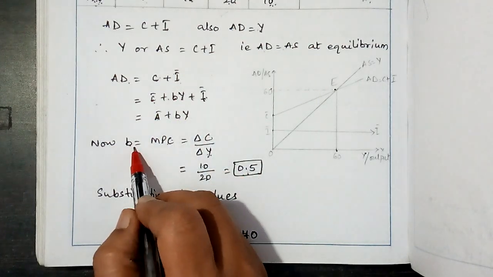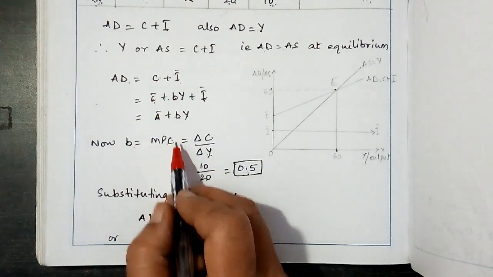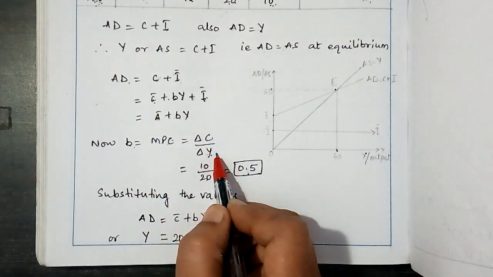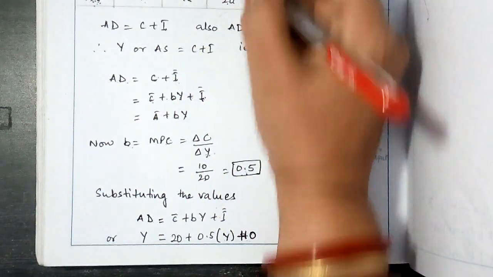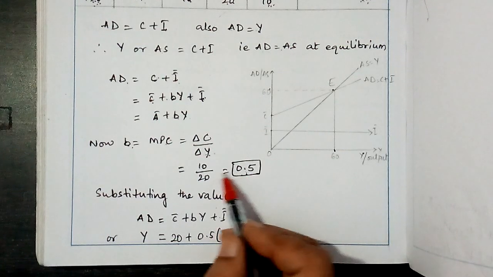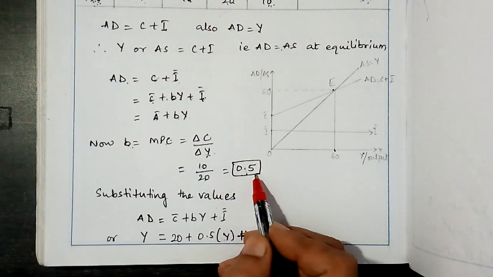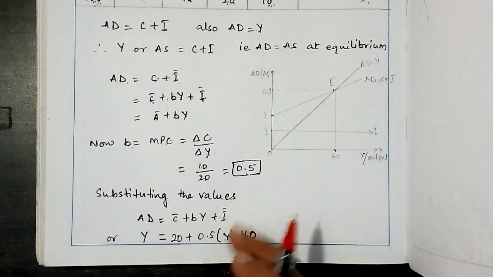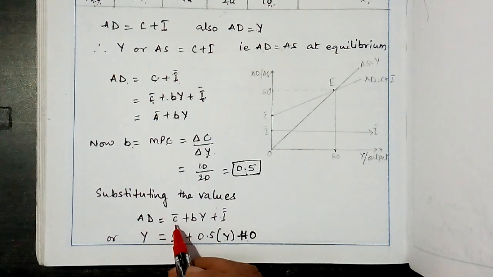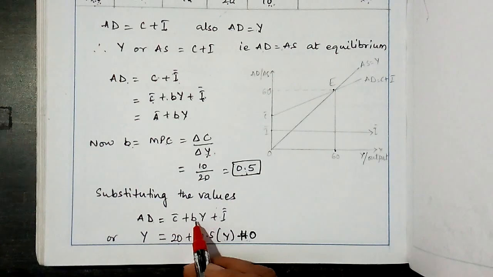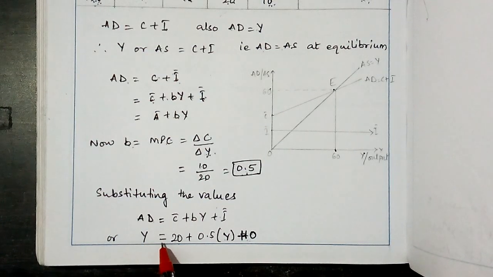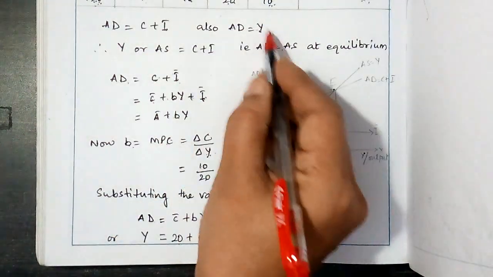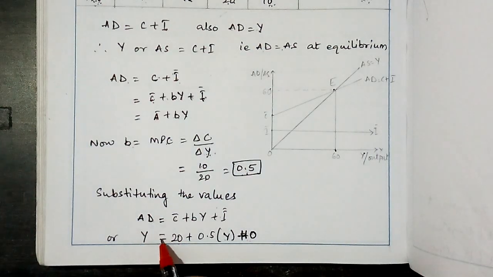Now what is B? B is the slope or the marginal propensity to consume, which is equal to delta C by delta Y. So putting these values, delta C is 10 here and delta Y is 20. So 10 by 20 gives us MPC equal to 0.5. Now substituting the values, we get aggregate demand is equal to autonomous consumption plus B into Y plus I bar, or Y is equal to AD, we learnt is Y. So here AD, Y is equal to autonomous consumption, we learnt it is 20.